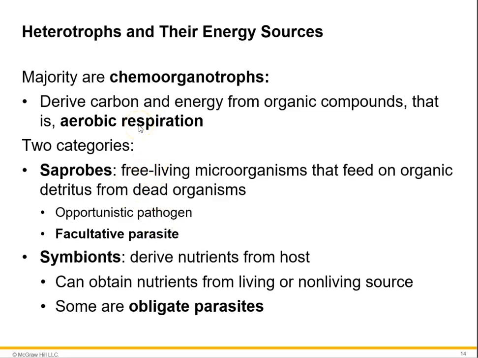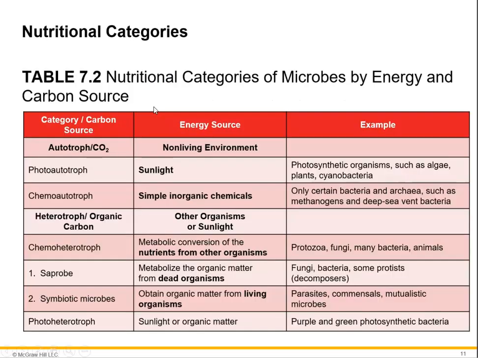Okay, so for the exam, you're going to want to probably study this chart and be familiar with these definitions. I would definitely know the difference between an autotroph and a heterotroph, and a photoautotroph and a chemoheterotroph in particular. And I would know what a saprobe is, and I would definitely go over the symbiotic microbes, which we'll talk about here shortly, okay?